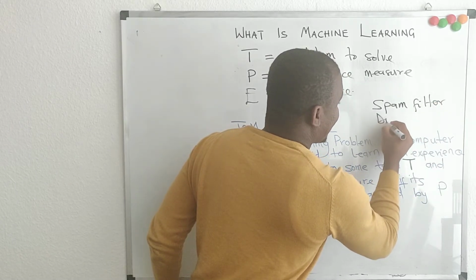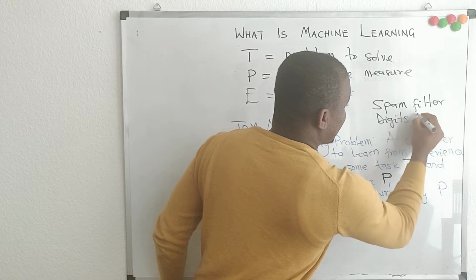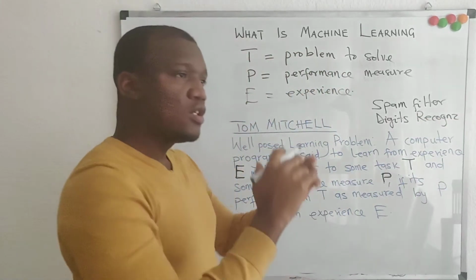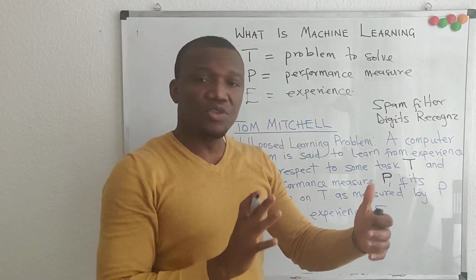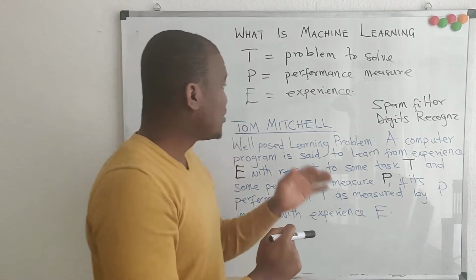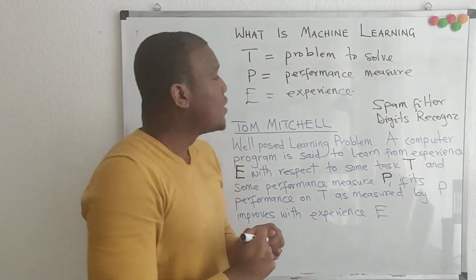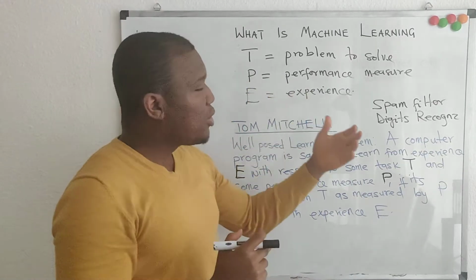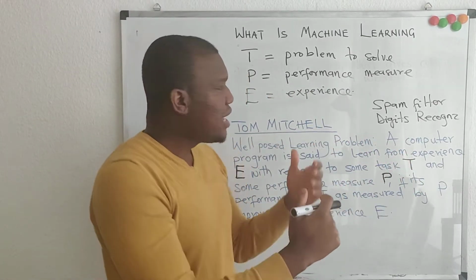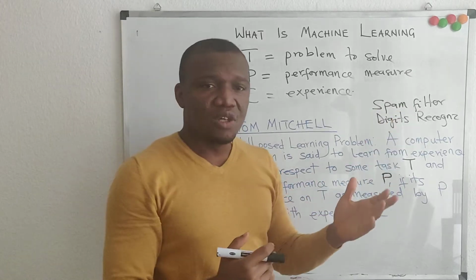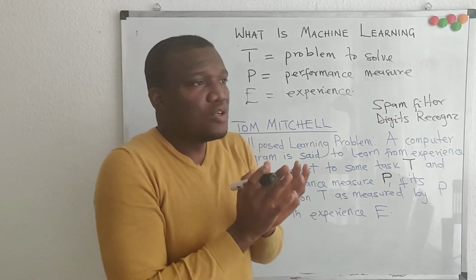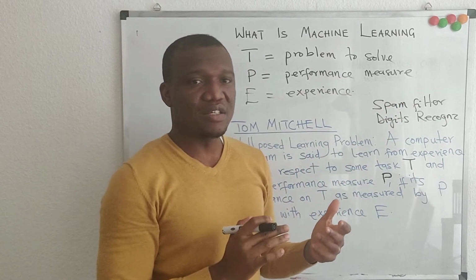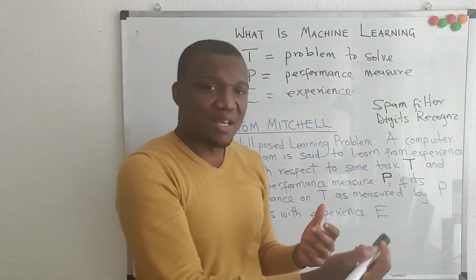or a digit recognizer, or any problem that you feel you want to use machine learning to solve. That is going to be the task at hand. And then there's supposed to be a performance measure. The reason why this is important is without measuring how well your machine learning model is doing, how will you know if the problem you're trying to solve has been solved in the first place? So you need to have a performance measure.